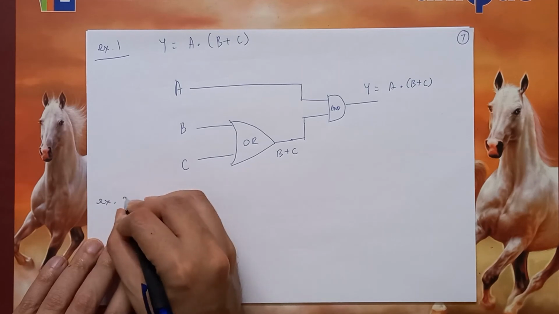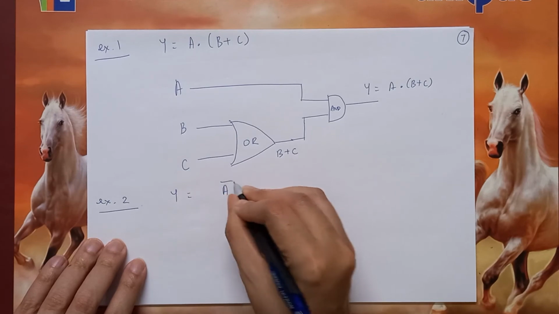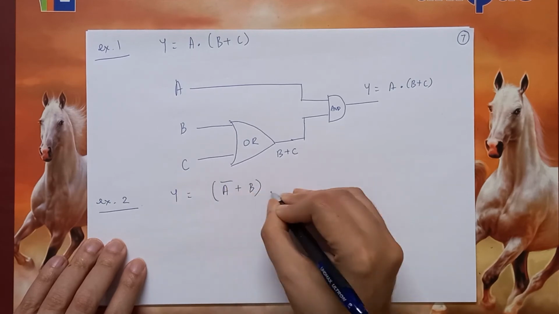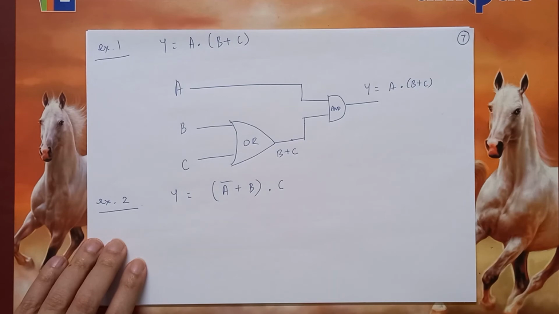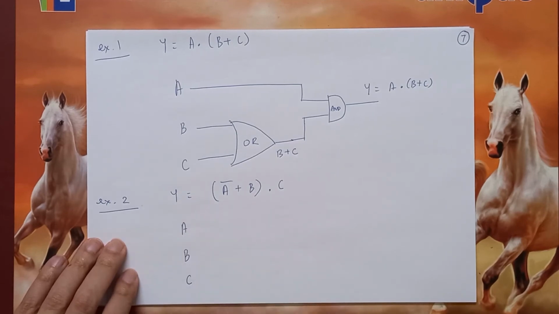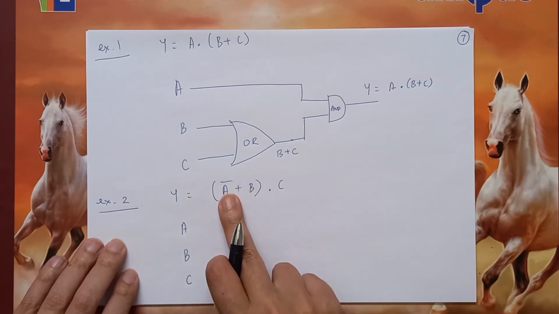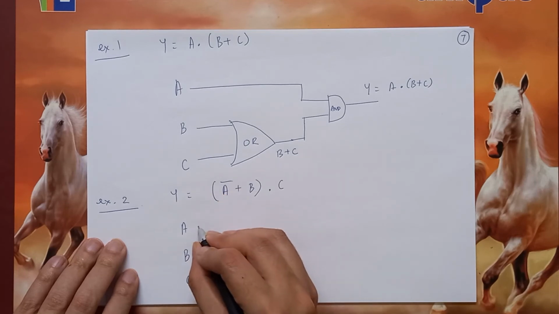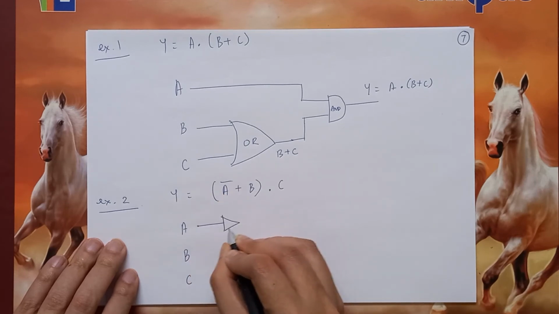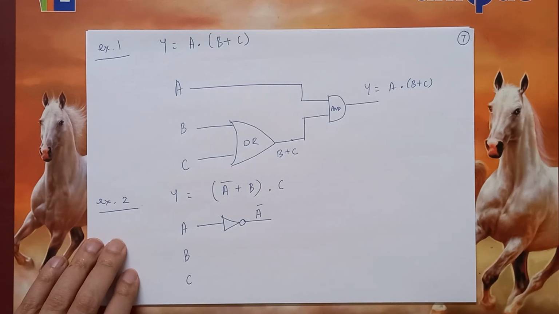The second example we can take is, let's say, Y equals (A bar plus B) dot C. So again we have three inputs A, B and C. Now what is happening inside the bracket? We have to do A bar plus B. So A has to be passed through a NOT gate to get A bar. First thing that we will do is use a NOT gate. If the input is A, the output will be A bar. And then we have to OR it with B.